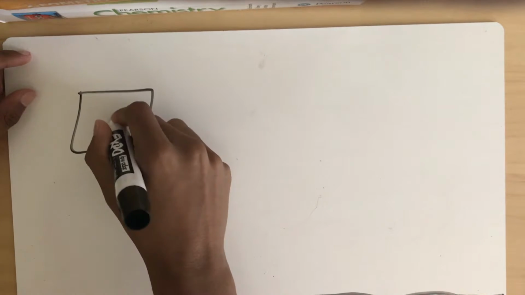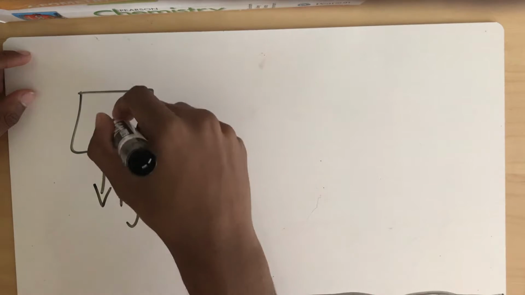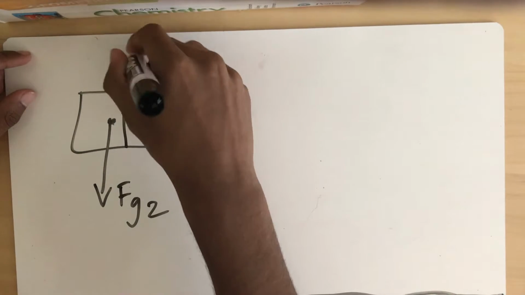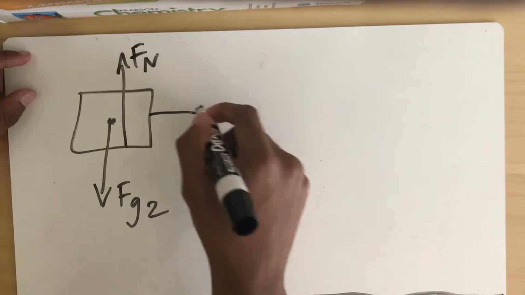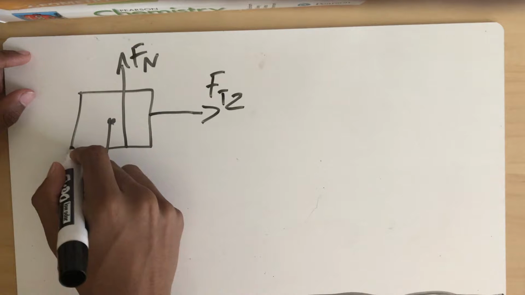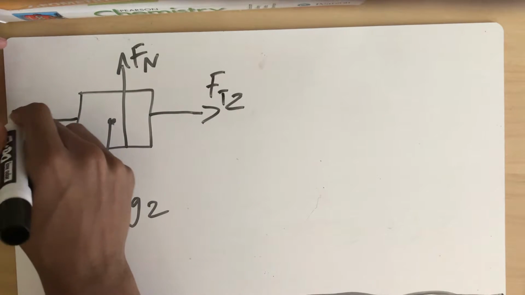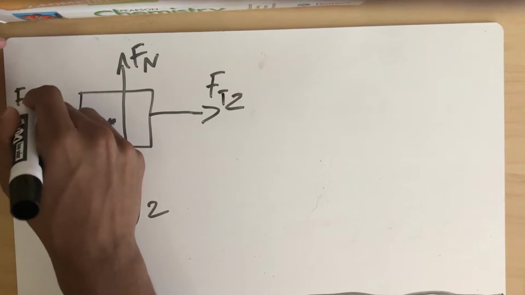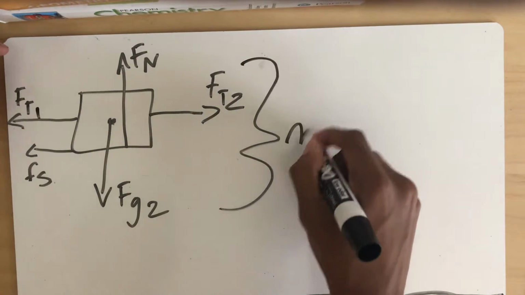Next, for the free body diagram of the second block that was laying on top of the table, we're going to have Fg2 going downwards, then we're going to have the normal force going up, and then to the right we're going to have the force of tension 2, and to the left we're going to have the force of static friction as well as the force of tension 1 from mass 1 on the left side. And this is all for mass 2.